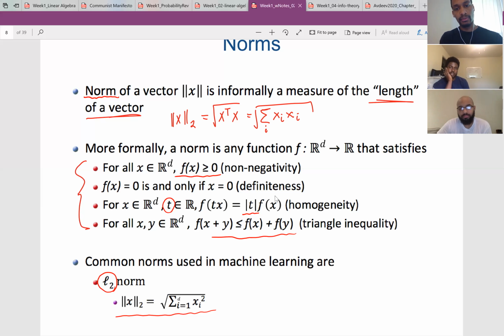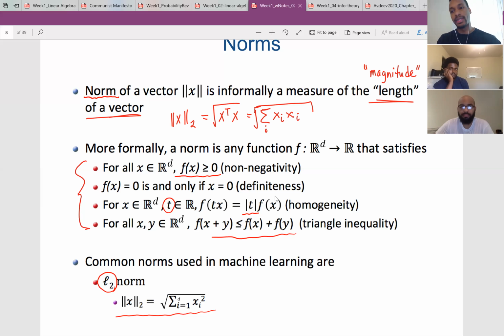Okay, I see how that mathematically works. I'm just trying to understand why we're using the word length. I would actually use the word magnitude instead. Length, magnitude. What do we use norms for?